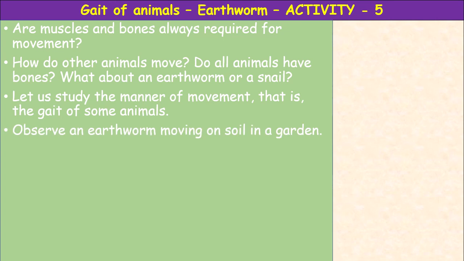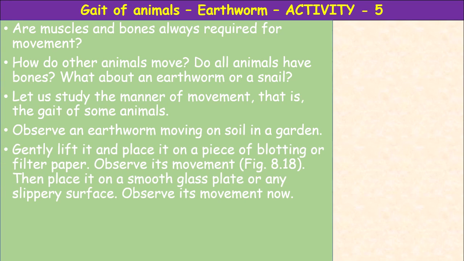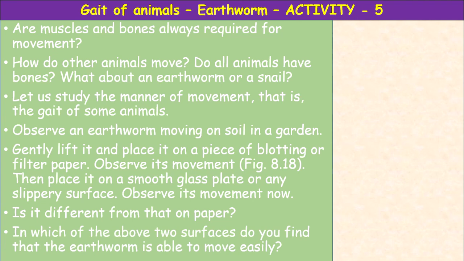Observe an earthworm moving on soil in a garden. Gently lift it and place it on a piece of blotting or filter paper. Observe its movement. Then place it on a smooth glass plate or any slippery surface. Observe its movement. It is different from that on paper. On which of the two surfaces is the earthworm able to move easily? On a glass plate or a smooth surface?